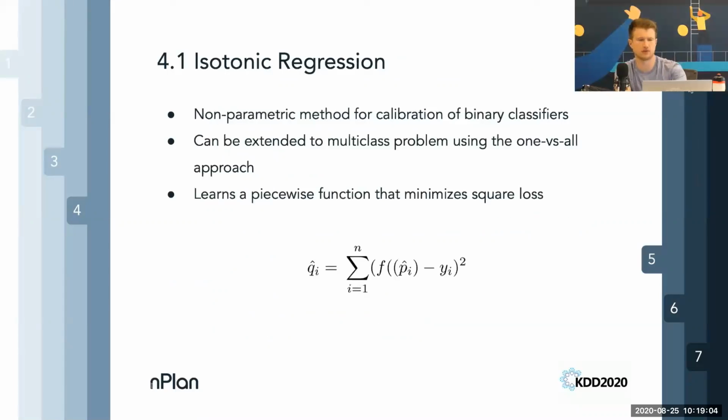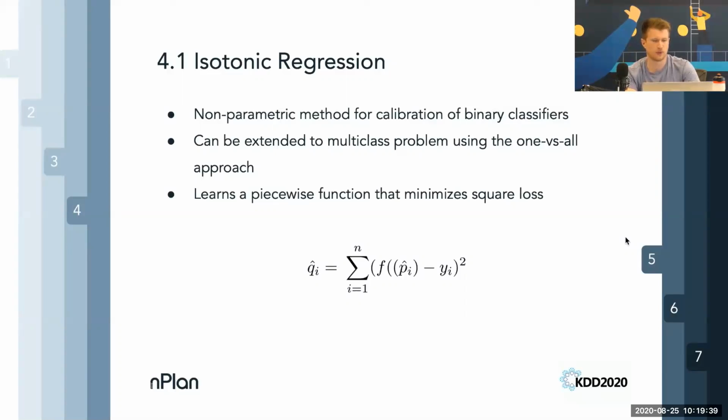The first method that we want to talk about is isotonic regression. So as Natalia said, we'll go through a couple of binary classification calibration methods first. And then from there, we'll expand one of those methods to talk about multiclass calibration as well. So the first method we want to talk about is isotonic regression. And this is a non-parametric method for calibrating binary classifiers.